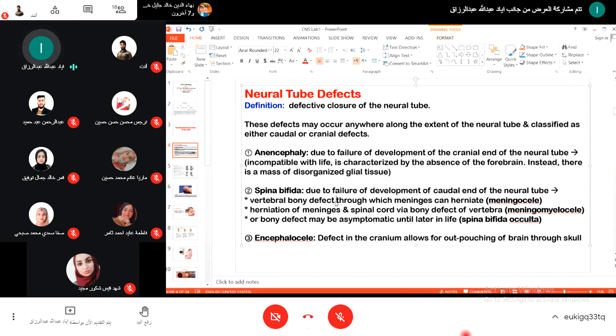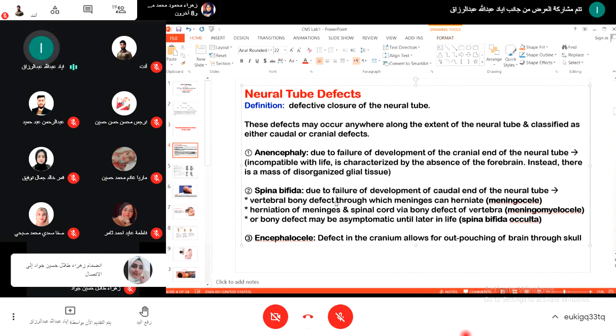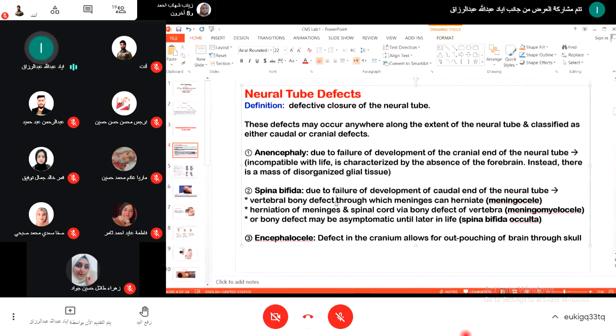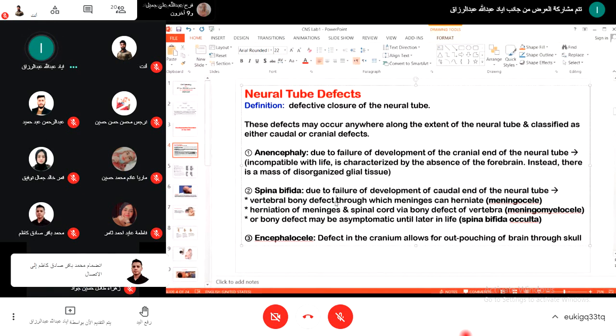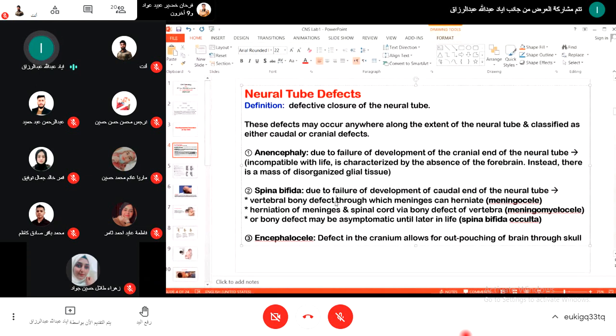Neural tube defects are a group of disorders, not a single disease. They are characterized by defective closure of the neural tube. The site of the closure defect may be single or multiple. When there is failure of development at the cranial end of the neural tube, the disease is called anencephaly. Anencephaly is incompatible with life. It is characterized by the absence of the forebrain. Instead, there is a mass of disorganized glial brain tissue.